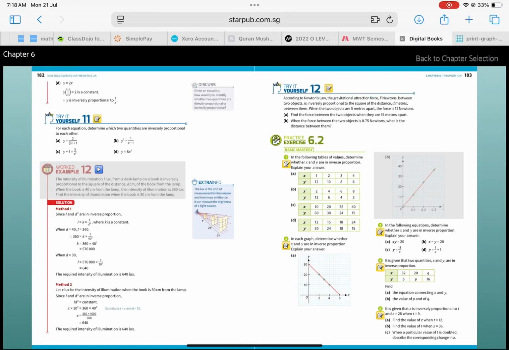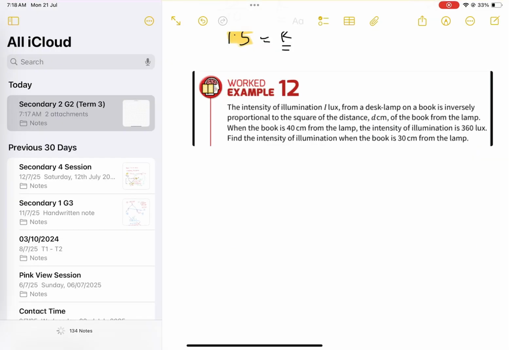Alright, now we go on to what we call inverse proportion, which is actually the real opposite of direct proportion. Okay, so you can refer to this example from Worked Example 12, page 182 of your textbook 2A. So here we go. The intensity of illumination, I lux. Lux is what we call the units, so don't worry about that.